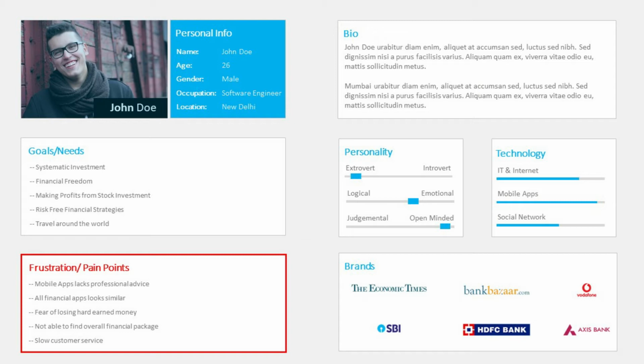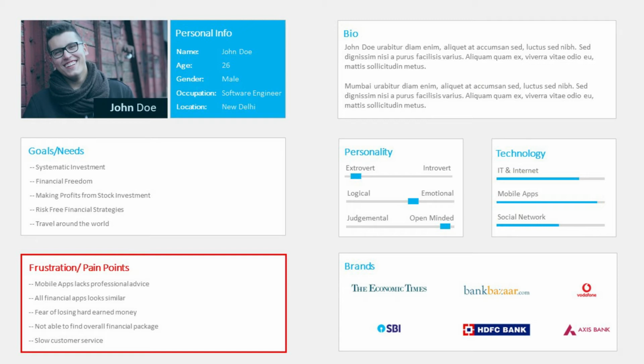And the most important component of persona is your pain points or the frustration of the user. If you see, the user is using other financial mobile apps, but is not finding them very helpful. Why? Because as per John Doe, what he's looking for in the mobile app, he's not able to find, or he's not finding the right solution or the right financial advisor or right support or right financial planning for the stock investment.